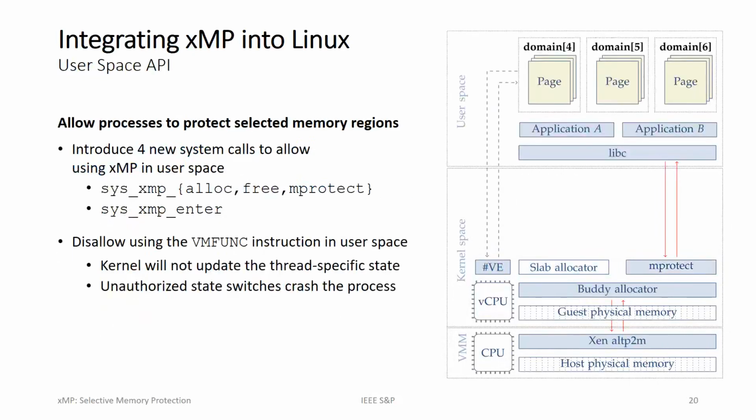We also allow user processes to protect selected memory regions. For this, we introduce 4 new system calls that allow processes to allocate, free, and isolate memory in xMP domains. We do not use the unprivileged vmfunc instruction in user space. Instead, we dedicate a system call, namely sys.xmp_enter, which updates the xMP per thread state in the kernel and only then enters the requested xMP domain. In this way, the kernel can detect unauthorized xMP domain switches on the next context switch.